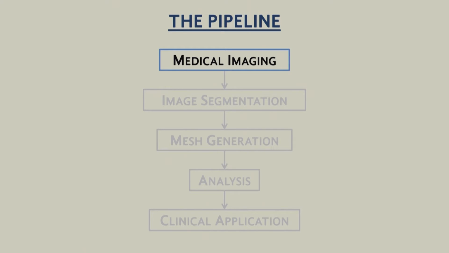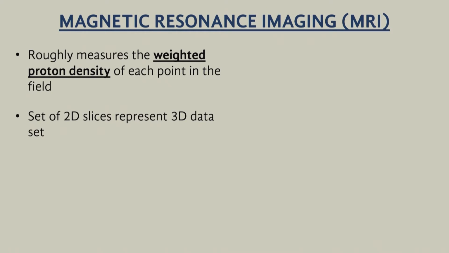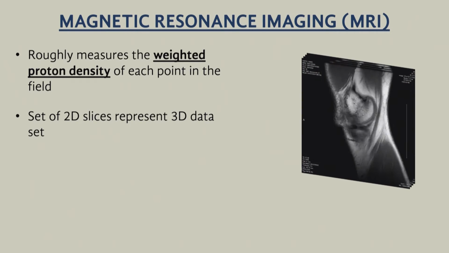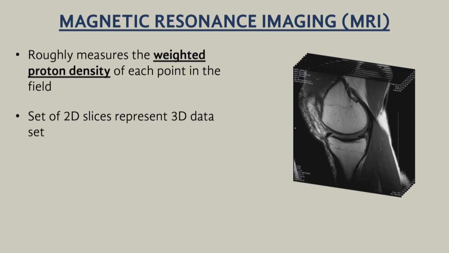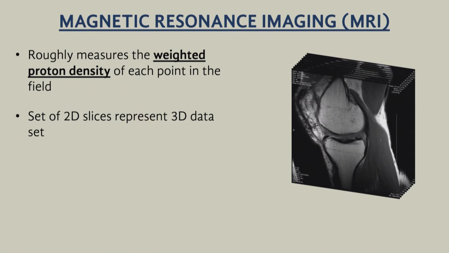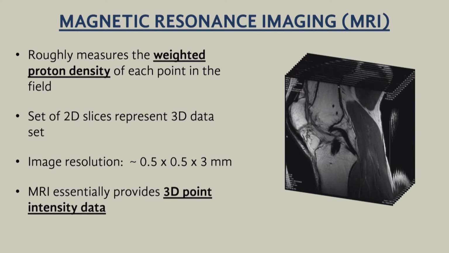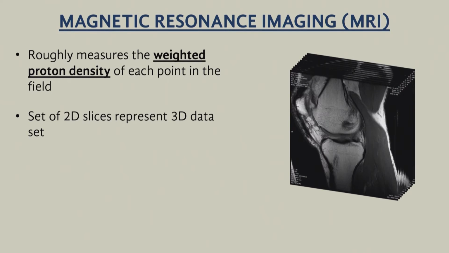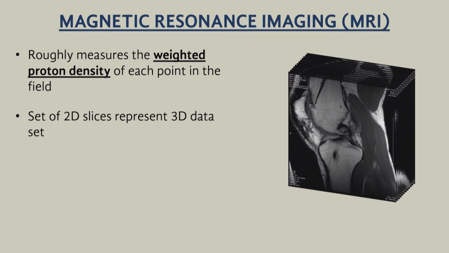So just quickly talk about medical imaging, specifically MRI, for those who aren't familiar. MRI measures weighted proton density of each point or voxel in a 3-dimensional field. And from a clinical perspective, you get a set of 2D slices that represent 3-dimensional data. So if any of you have seen a surgeon or a radiologist looking through an MRI, they essentially scroll through the 2D slices with their mouse wheel and visualize in their mind's eye what's going on. So these are sagittal slices looking from left to right on my left knee.